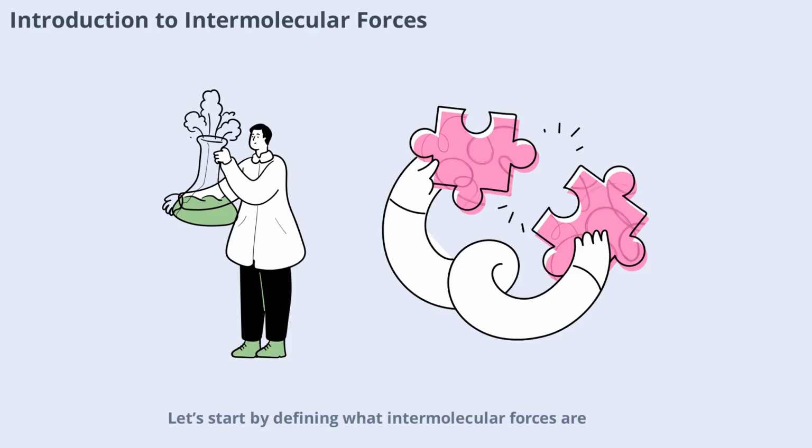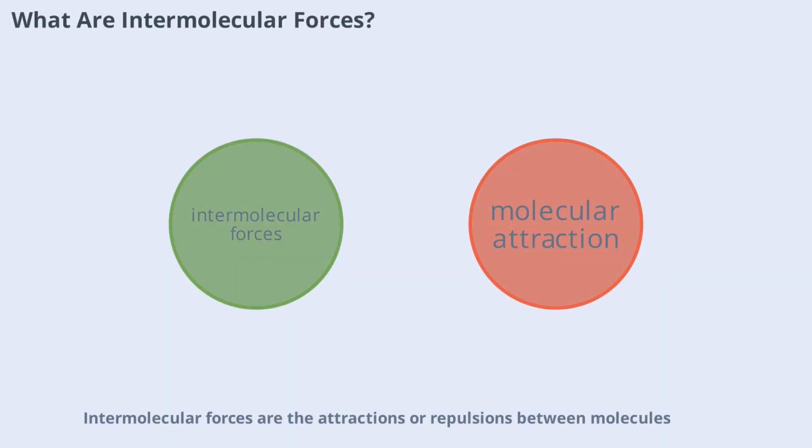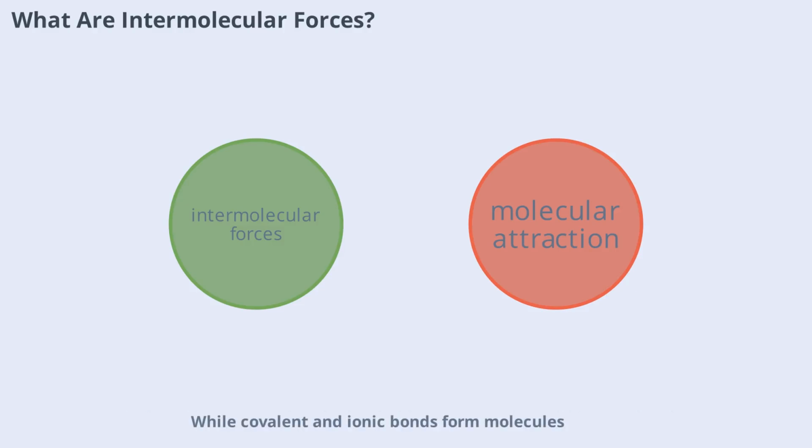Let's start by defining what intermolecular forces are and why they matter in chemistry and everyday life. Intermolecular forces are the attractions or repulsions between molecules, separate from the stronger bonds that hold atoms together within a molecule. While covalent and ionic bonds form molecules, intermolecular forces determine how those molecules interact with each other. These forces are generally much weaker than chemical bonds, but they play a crucial role in determining the physical properties of substances, such as melting and boiling points, solubility, and viscosity. Without intermolecular forces, matter as we know it wouldn't exist in its familiar forms.